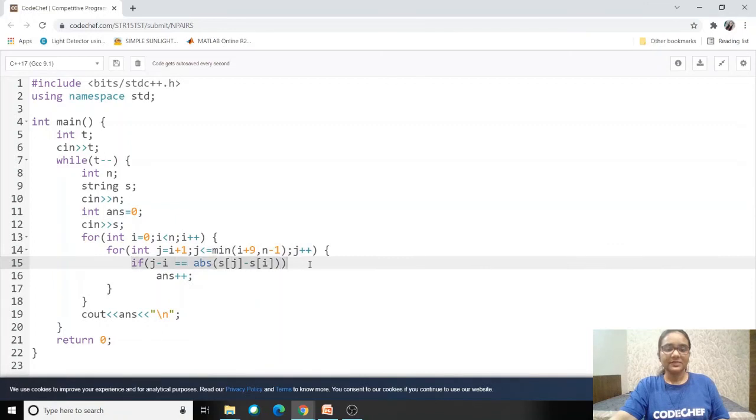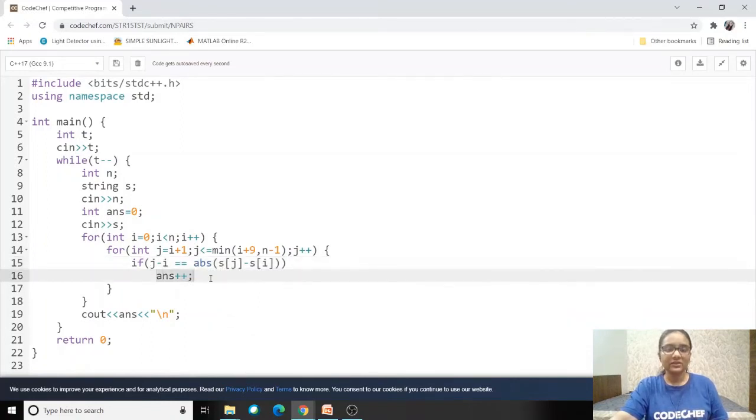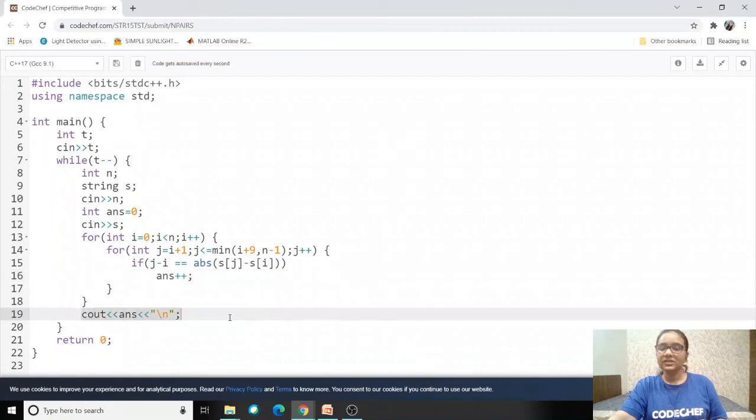Then we will simply check the condition: j minus i equal to the absolute value of s of j minus s of i. This is the nice pair condition, and if this condition is true, we will increment the answer variable by 1. And at last, after coming out of these loops, we are just printing the answer variable, and that's it.